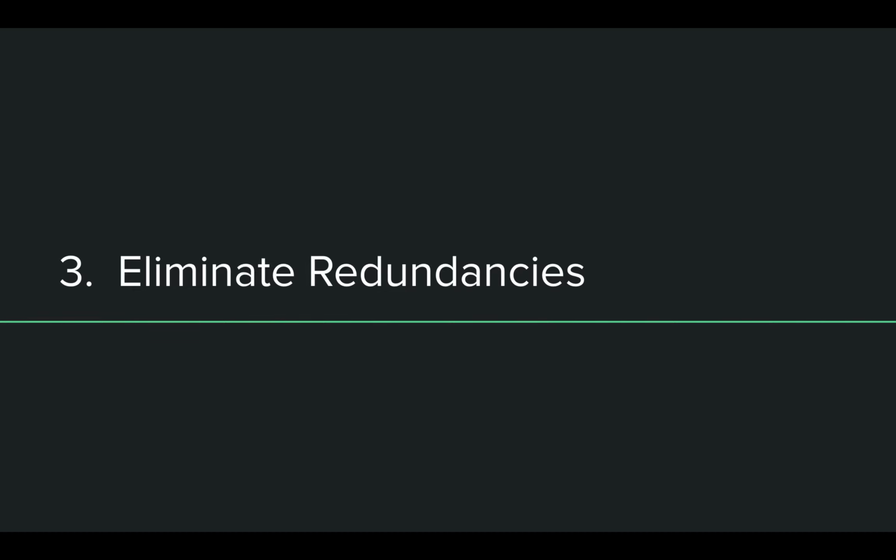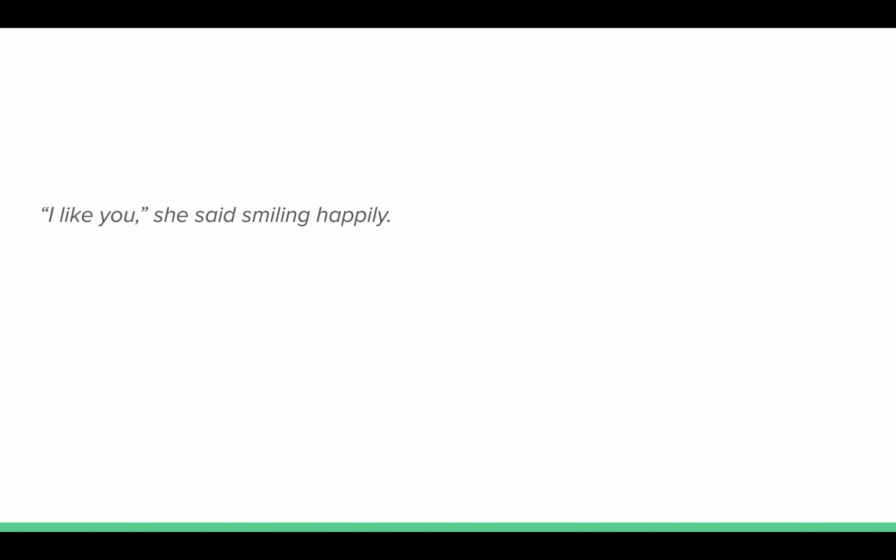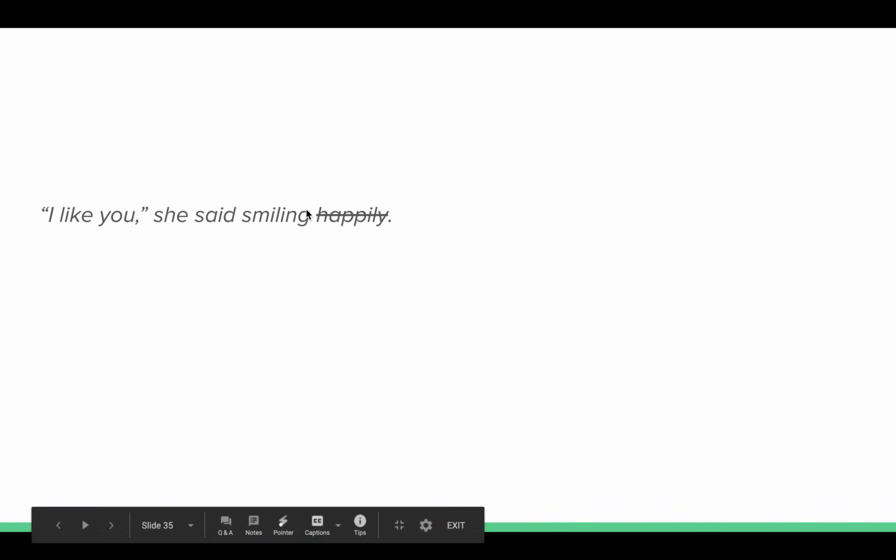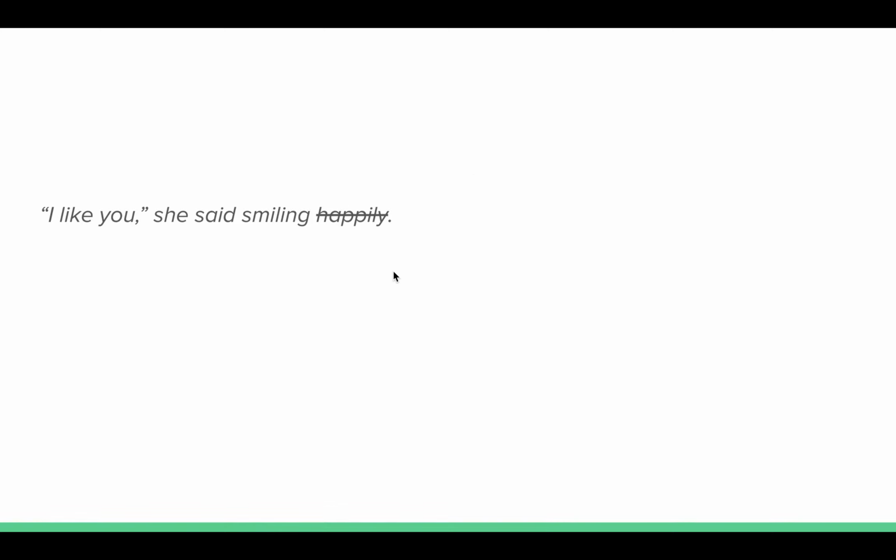Okay, and this brings us to our third habit of conciseness: eliminate redundancies. Do you see the redundancy in this sentence? "I like you," she said, smiling happily. Yes, it's happily. Typically, if somebody is smiling and they're saying something like this, the mood is happy. The mood in which they're saying it is happy.